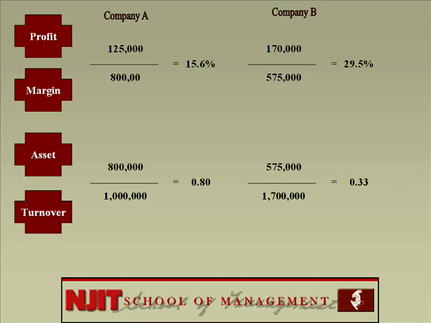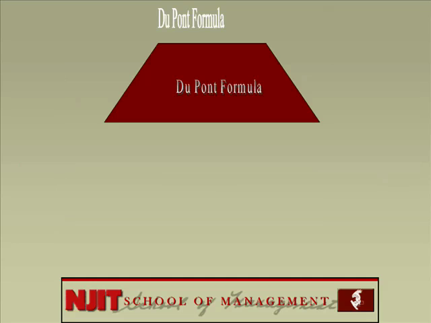To put these together and to find out overall performance, you can also use what's called the DuPont formula. Guess what? It's called the DuPont formula because it was invented by an accountant in DuPont in the 1920s. The DuPont formula says return on assets equals profit margin times asset turnover.